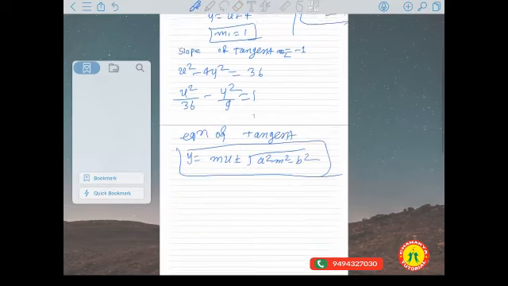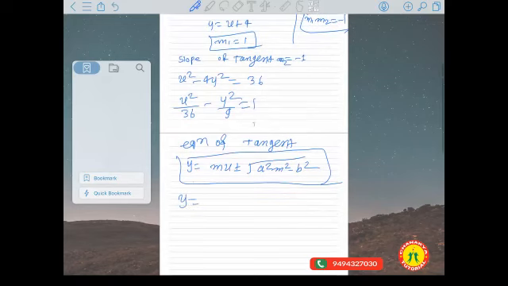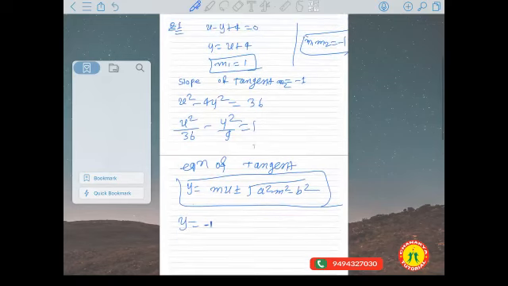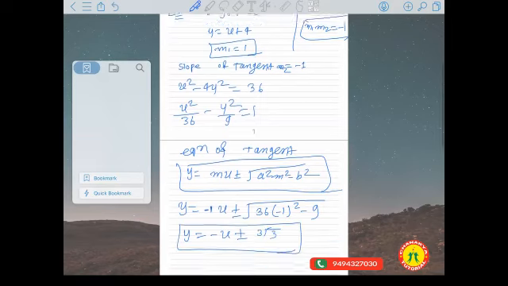Everything is known. So put the values: y is equal to minus 1 into x plus minus root under a square, which is 36, times 1 square, minus b square, which is 9. So y is equal to minus x plus minus root under 36 minus 9, that will be 27, and 27 means 3 root 3. So this is the equation of tangent.